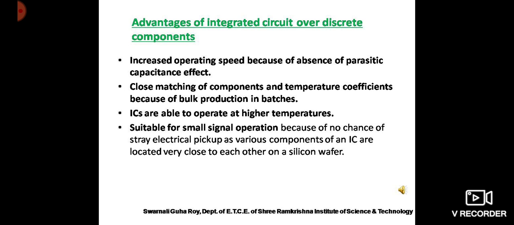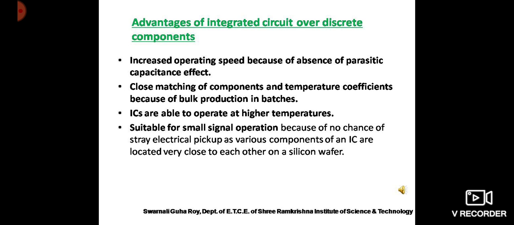Next point is that close matching of components and temperature coefficients can be obtained in the IC form. Why? It is because of the bulk or mass production of ICs, that is, batch production of ICs is possible. We can produce ICs in batches. Identical ICs can be obtained at the same time in the same batch. So, close matching of component characteristics is possible. Next point, ICs are able to operate at comparatively higher temperatures than discrete components.